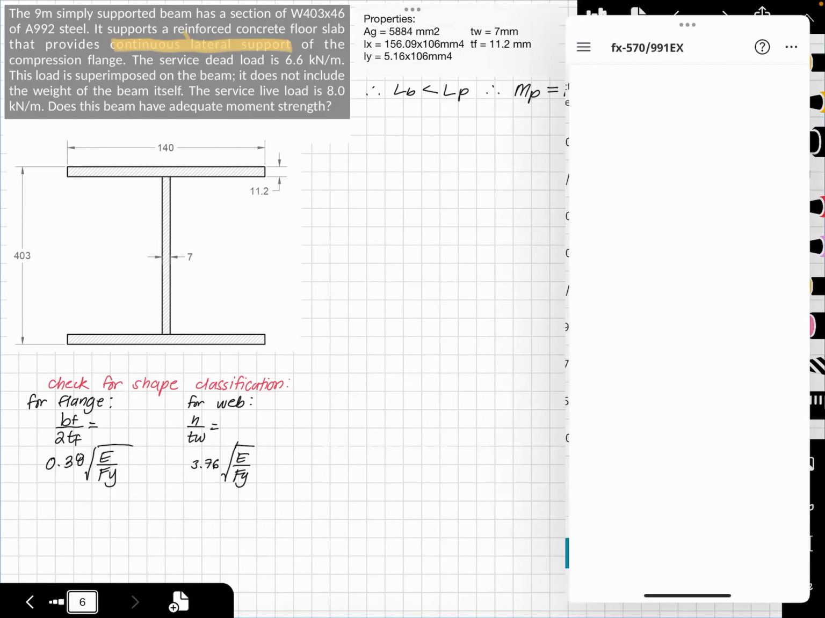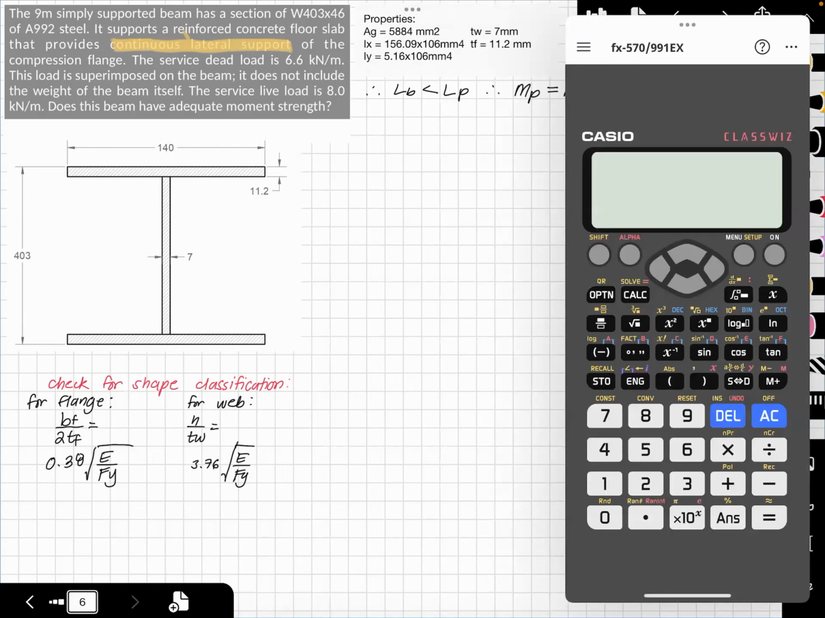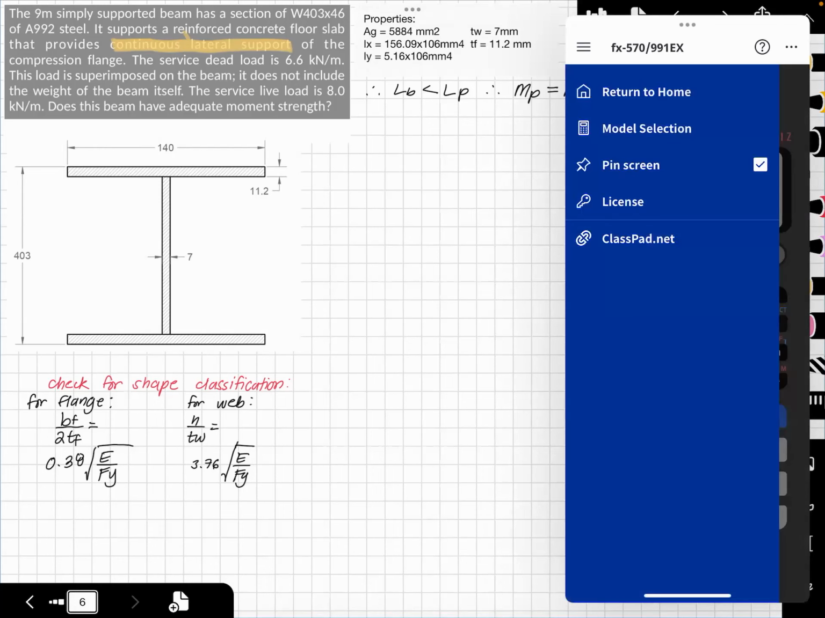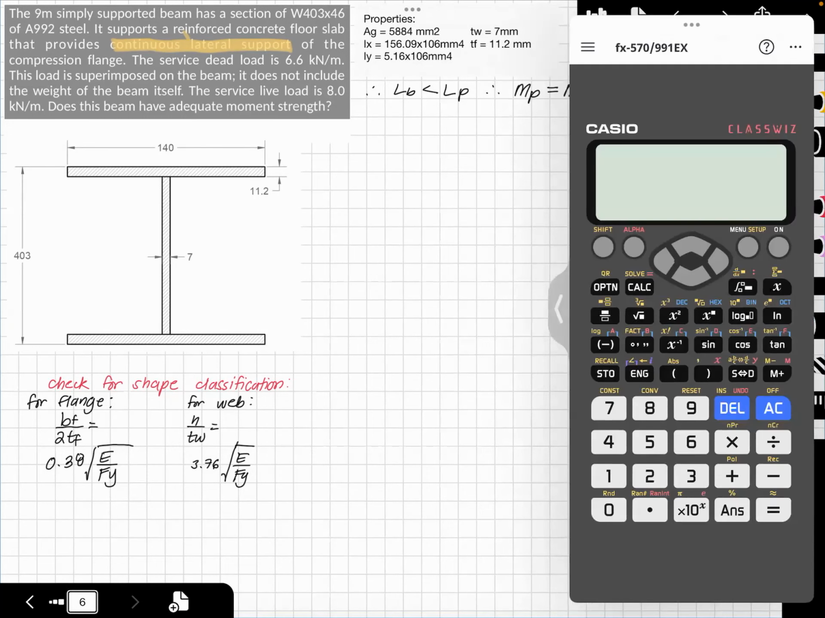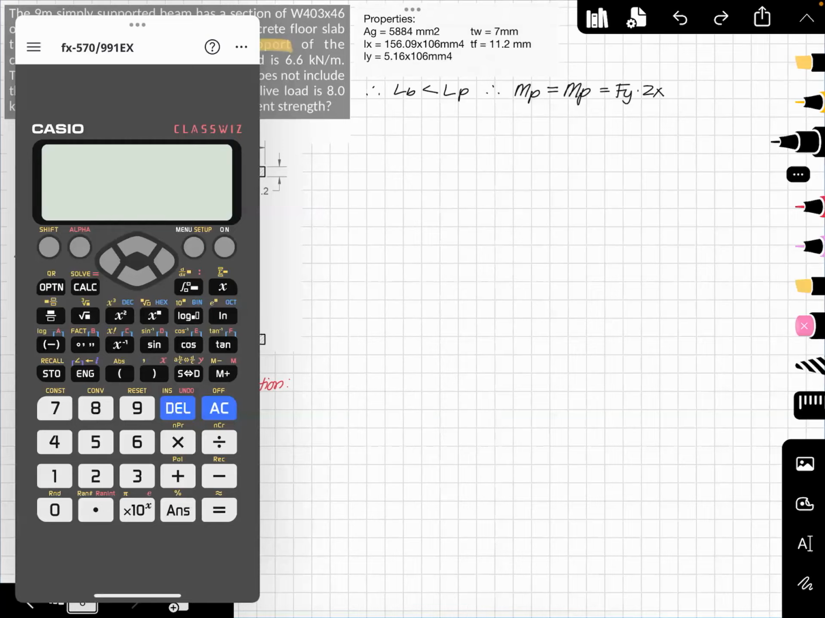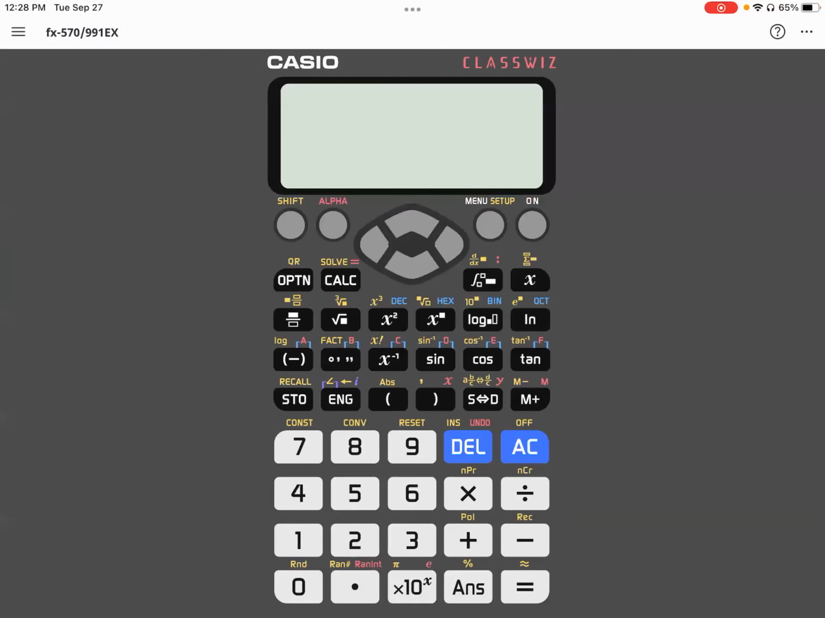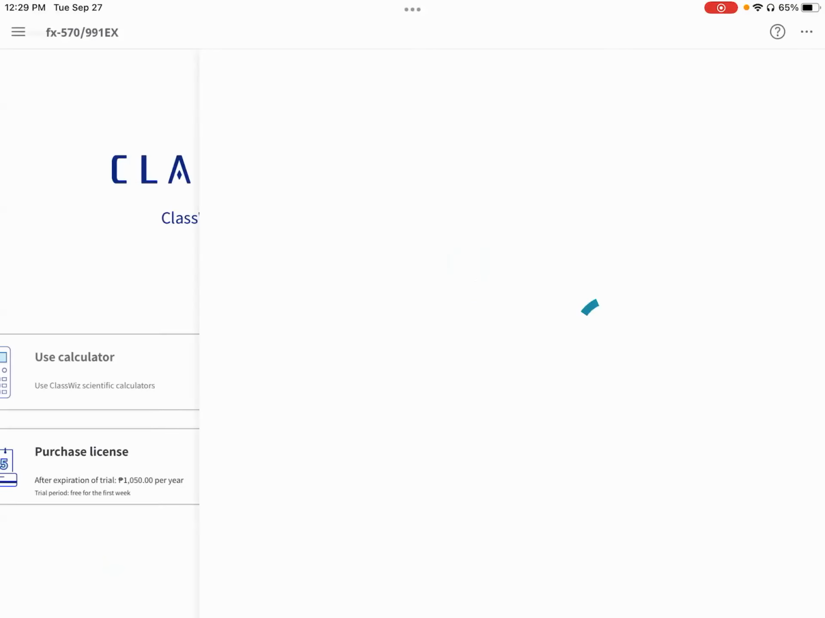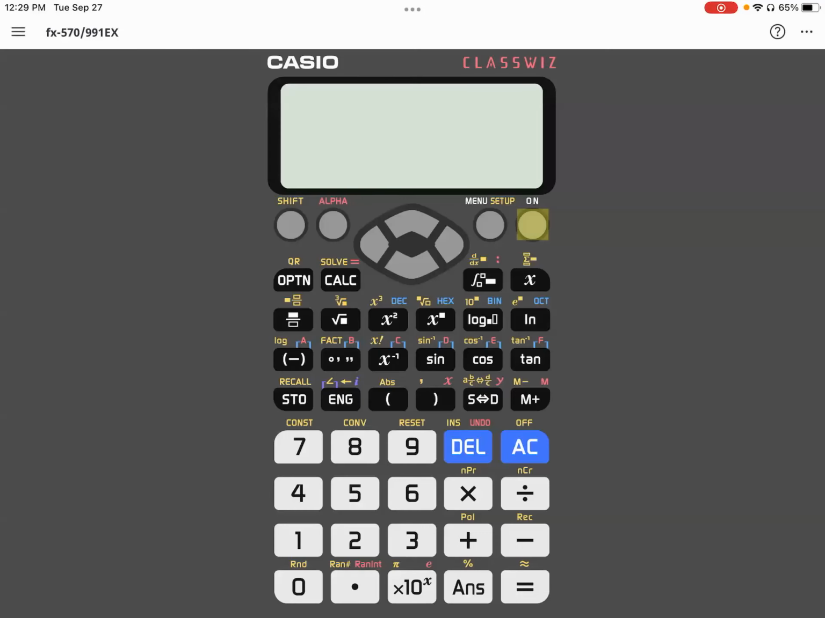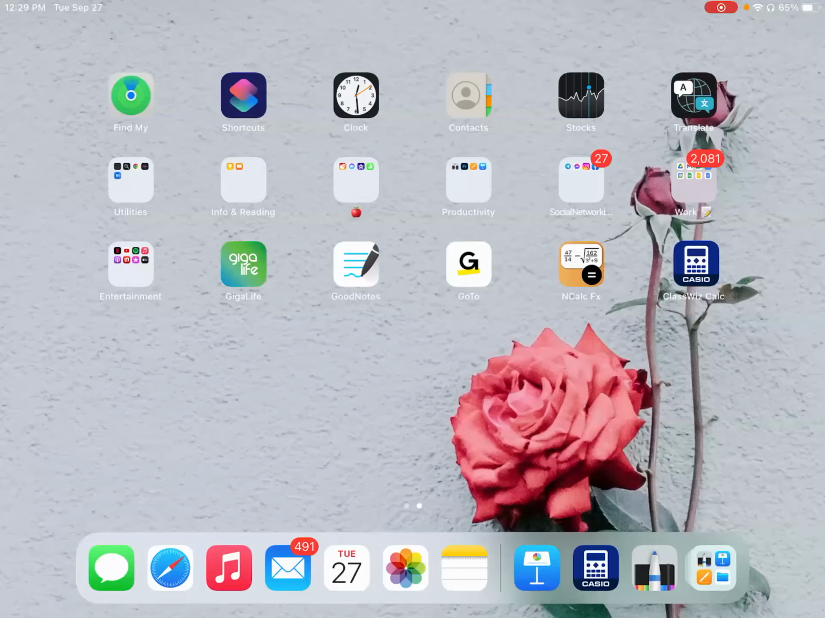Yeah. And so we have a calculator. Restart na. Sige, ito na lang isa. Alright.